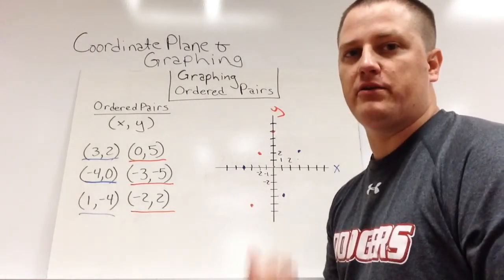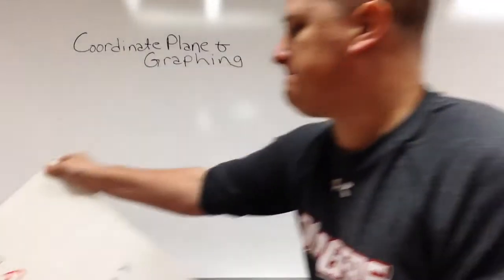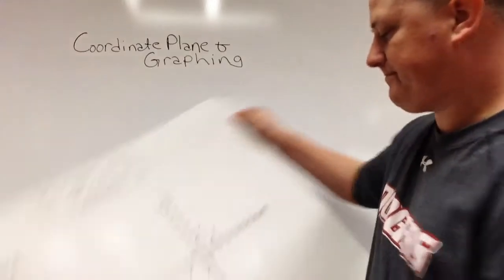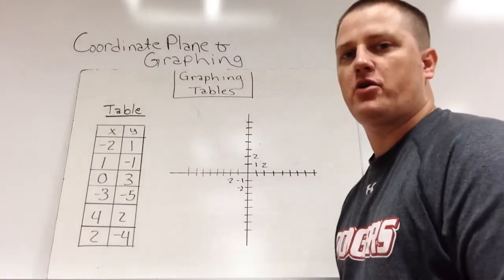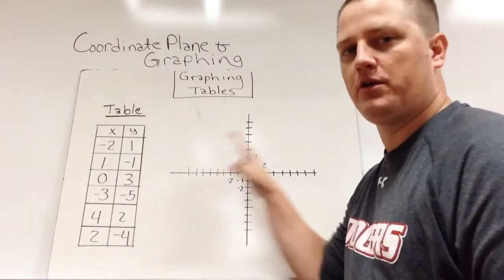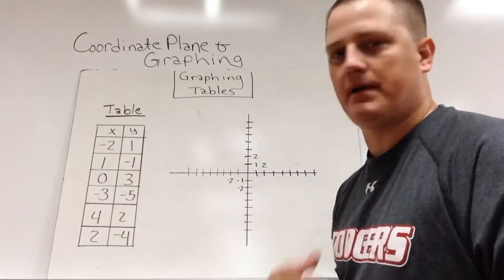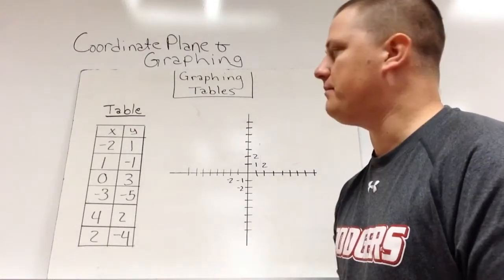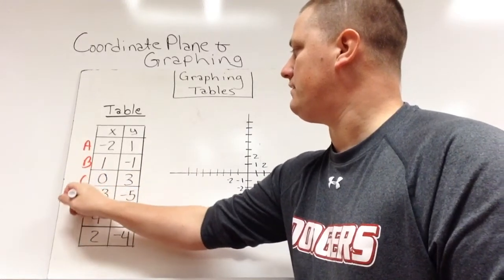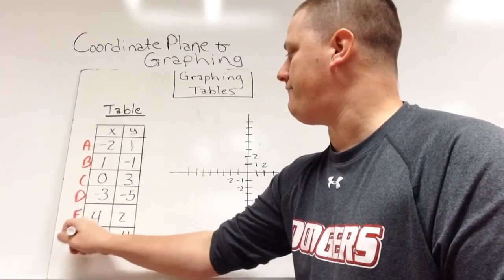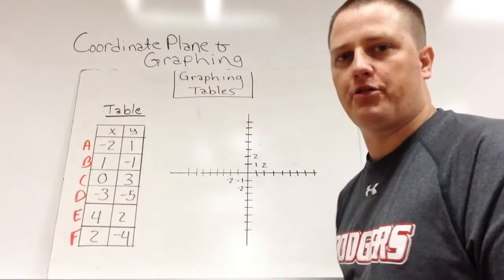Now we're going to look at how we do this with a table, and some of these I'm going to ask you to try yourself. What I want you to do is draw this table and draw this coordinate plane. I'm going to do 3 of these myself, and the other 3 I want you to try and bring to class. We're just going to label them A, B, C, D, E, and F. You're expected to graph D, E, and F on your own. I'm going to go through A, B, and C.